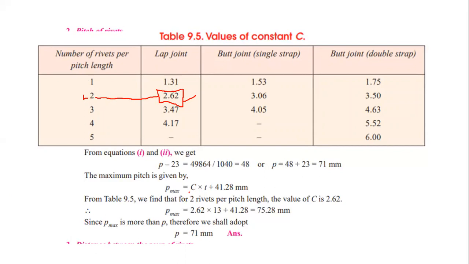So you have to substitute C equal to 2.62 into the thickness of the plate T equal to 13 mm, plus 41.28. So this is the maximum pitch of the rivet. Here the maximum pitch is 75.8 and our answer is 71 mm. So this one is sufficient. 71 mm is sufficient for pitch.